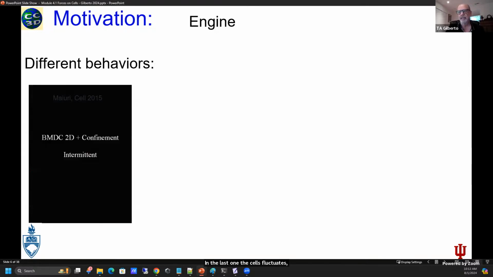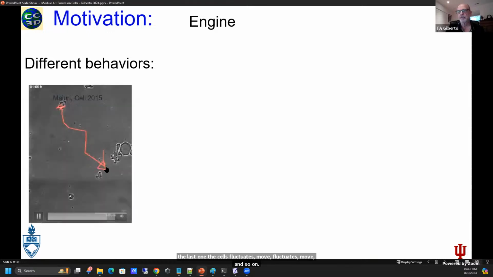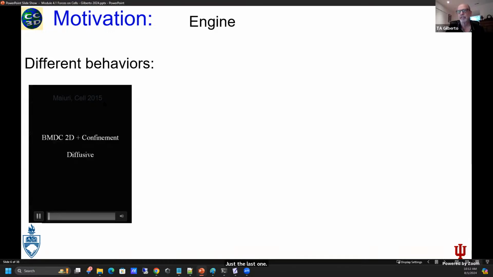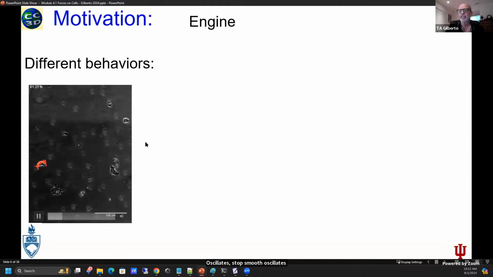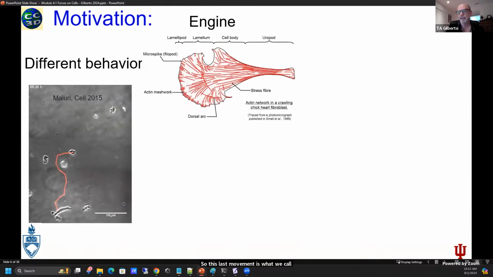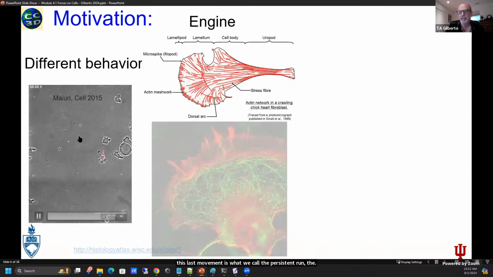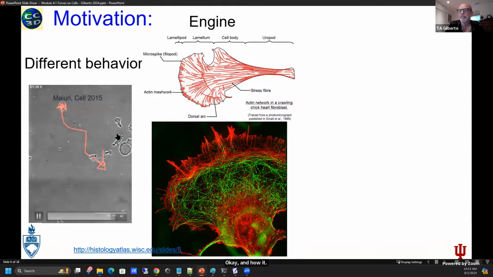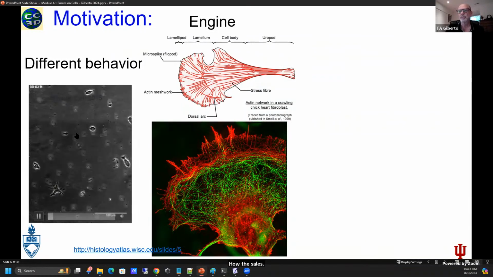See? This is the last one. It oscillates, stops, moves, oscillates, and goes on. So this last movement is what we call the persistent random walk. And how is the lamellipodium formed to achieve this kind of movement?